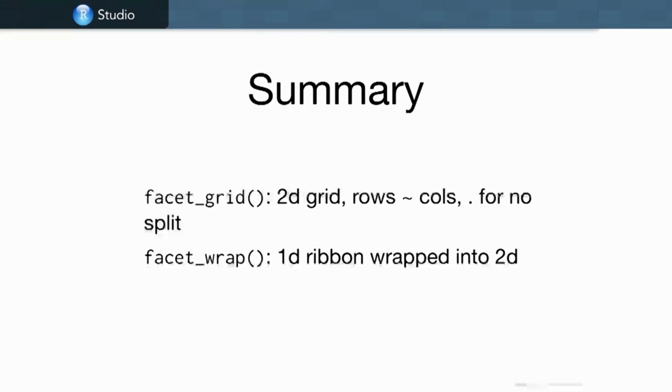To summarize what we saw with facets, facet grid creates a 2-dimensional grid. You use the tilde notation to decide which variable to put on rows and which variable to put on columns in your grid. If you don't want to facet on one of those dimensions, you can use a dot as a placeholder in that representation. Facet wrap creates a 1D ribbon that's wrapped into 2 dimensions. You don't need to use dots as placeholders. You just use a tilde followed by the variable you want to wrap on.